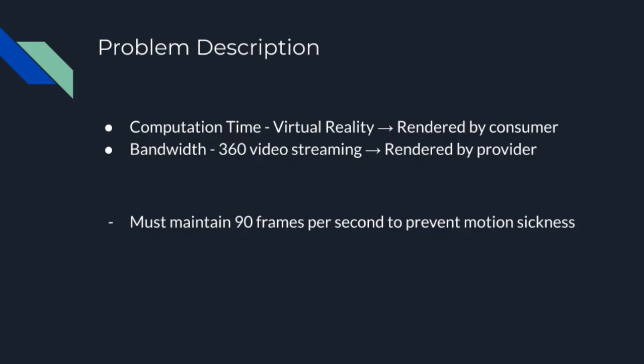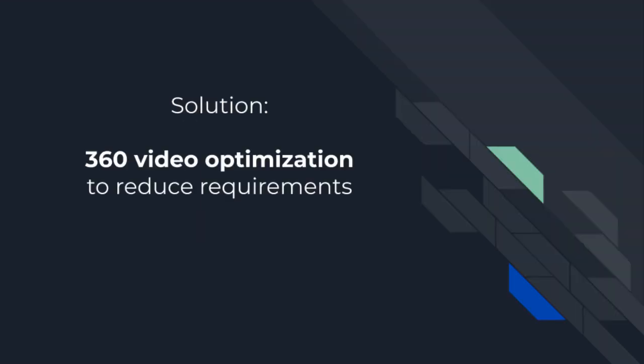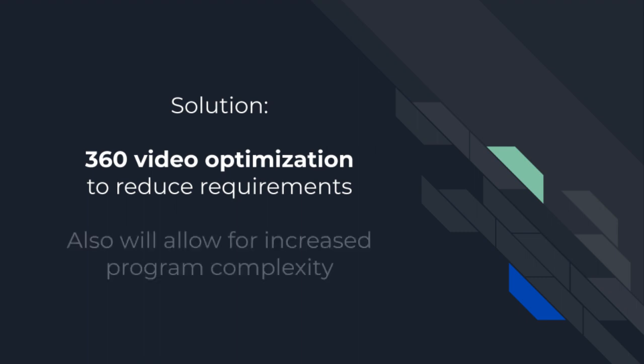You need the expensive hardware to be able to handle the high computation time and bandwidth while maintaining that 90 frames per second. This brings us to our solution. We have to optimize 360 video because 360 video is the major workload for virtual reality. Also note that by optimizing 360 video for VR, we also allow for increased complexity for future applications with current hardware. This is why a solution directed to consumers also works for providers.